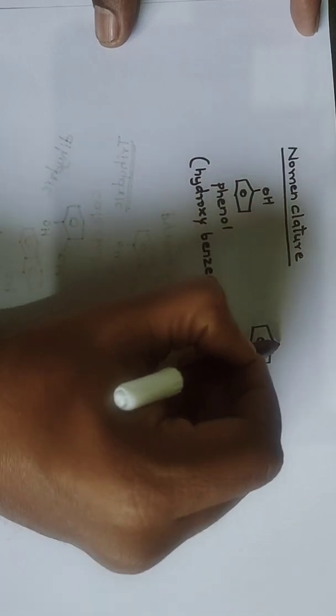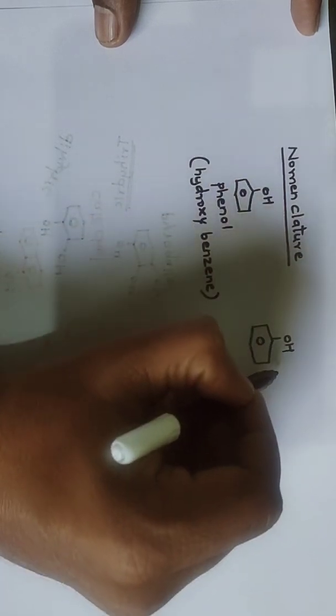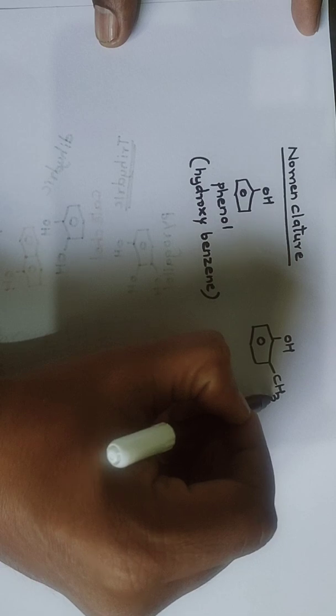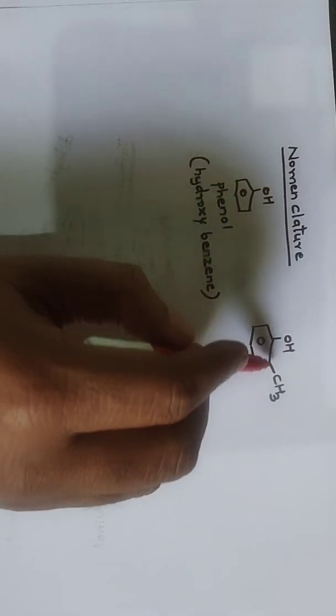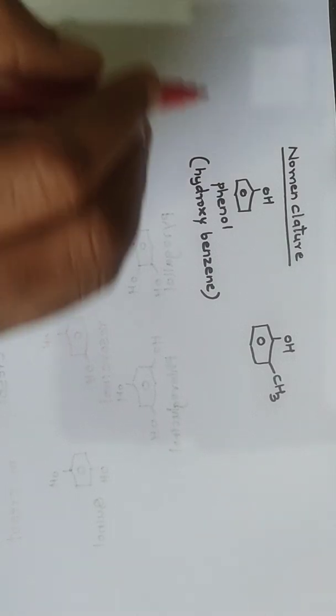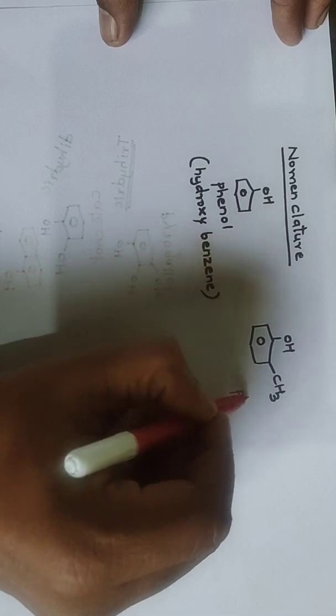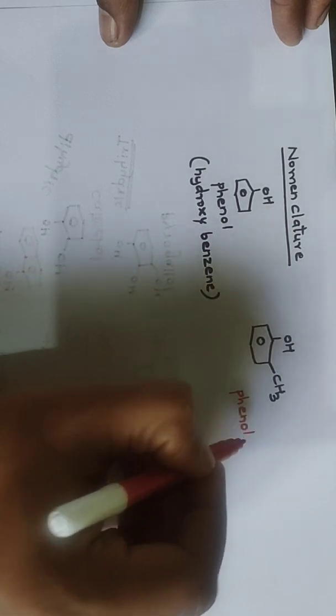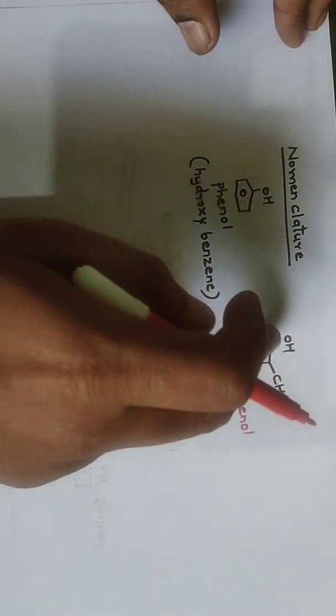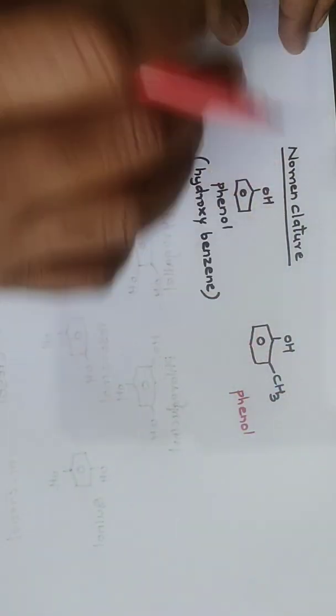I will take another compound, with OH and a methyl group. Compounds containing OH and a methyl group are called cresols. They are present at the 1,2 positions, so we can refer to them as orthocresols. But generally, benzene with an OH group is referred to as phenol. This is called the base name, phenol, benzene with an OH group.